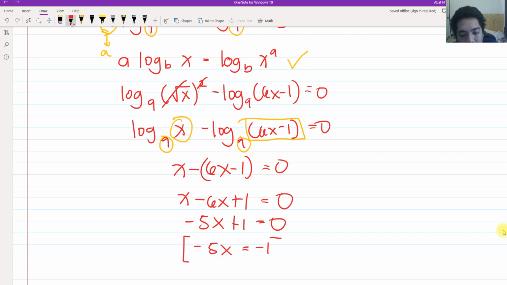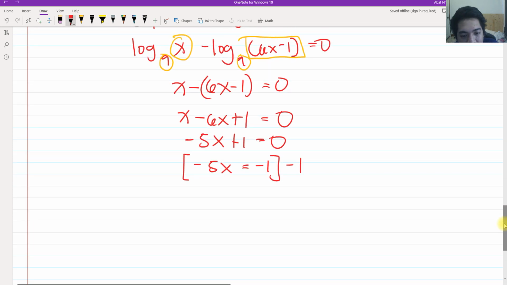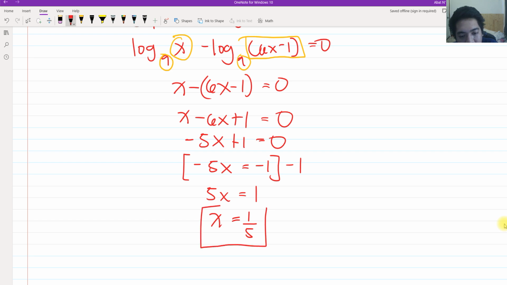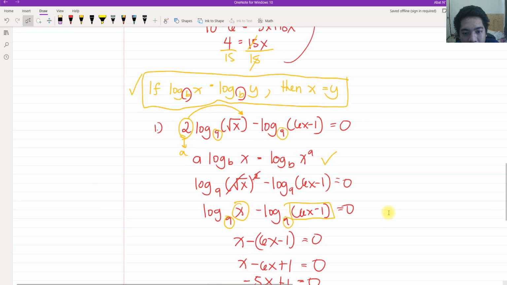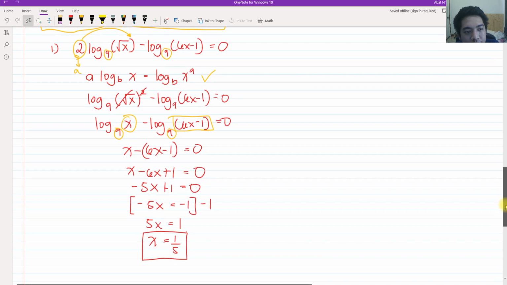So multiplying both sides by negative 1, this will yield 5x equals 1. Solving for the value of x, divide both sides by 5, and we'll have 1/5. So that's the value of x that we are trying to solve in our logarithmic equation.